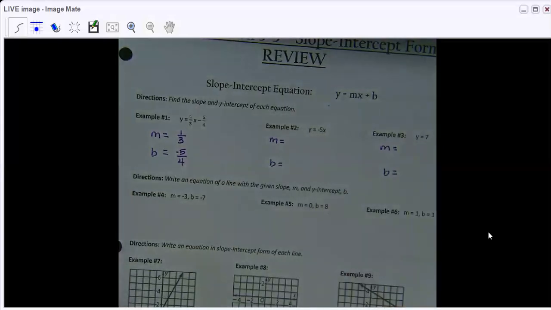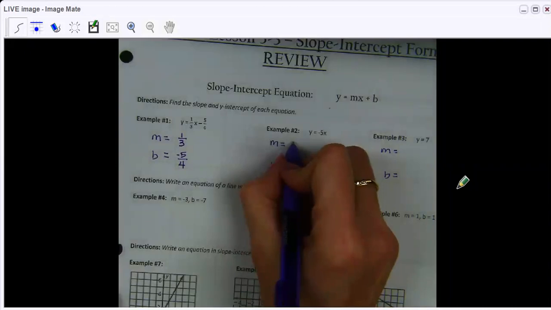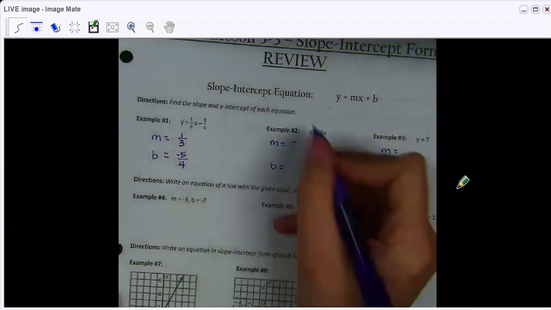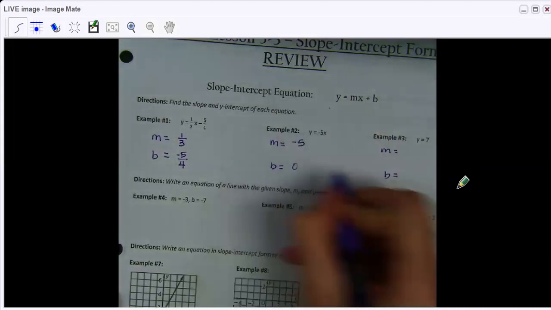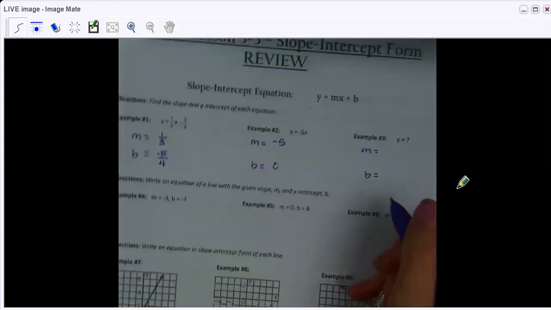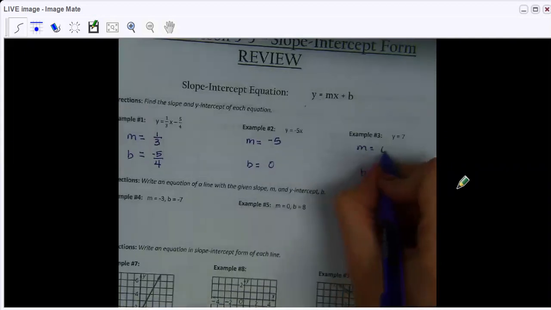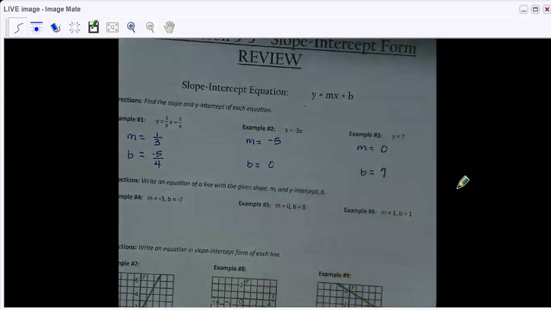All right, so what is our slope for example 2? Negative 5x. -5. And our y-intercept? 0. Number 3, what is our slope? 0, because there's no x there. And our y-intercept is 7. There we go. Okay, easy.